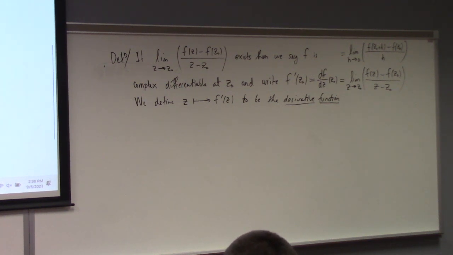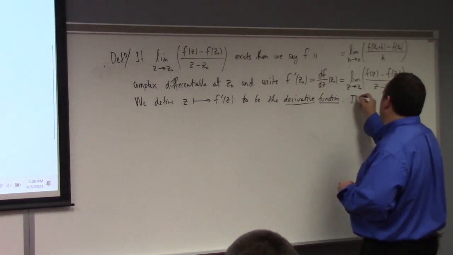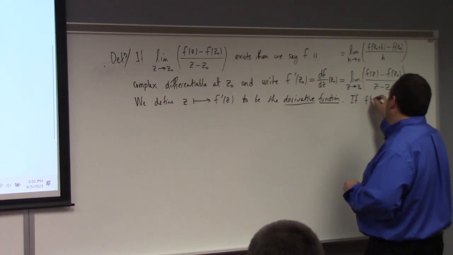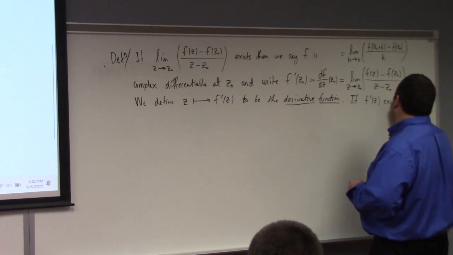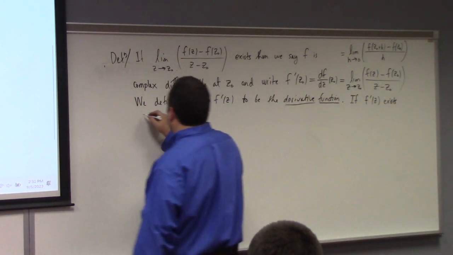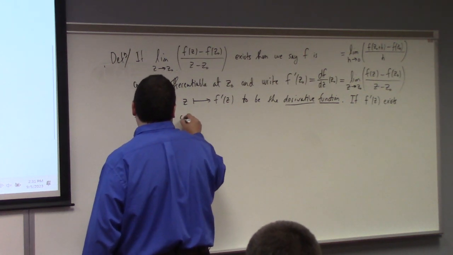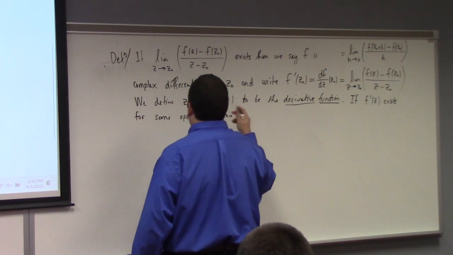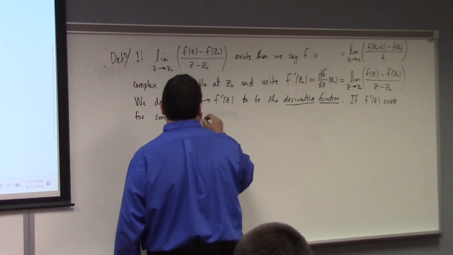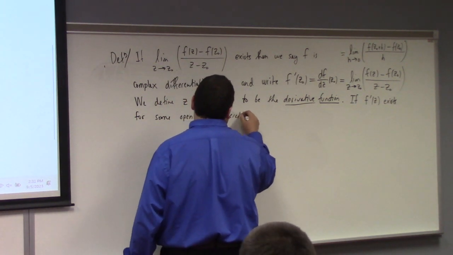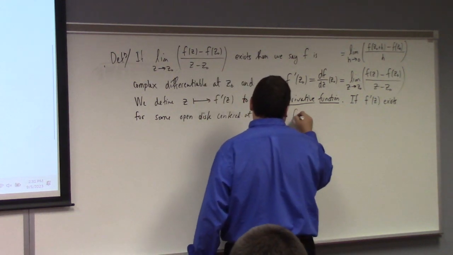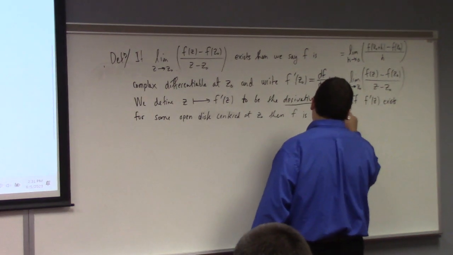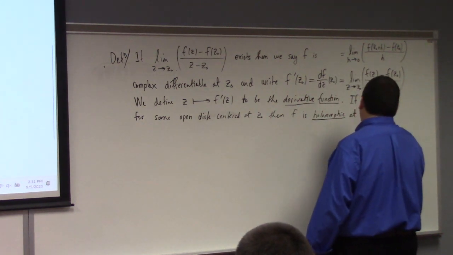Now, if f prime of z exists for some open set containing, let's say if it exists for some open disk centered at z naught, then f is holomorphic at z naught.